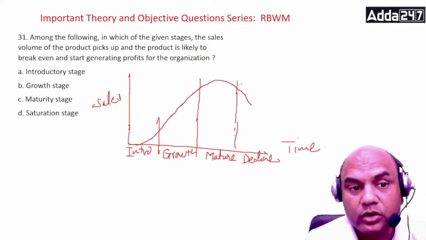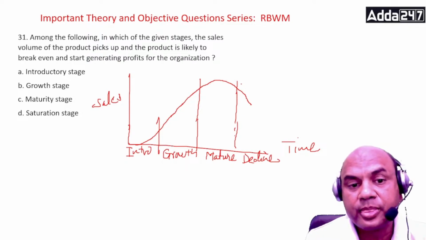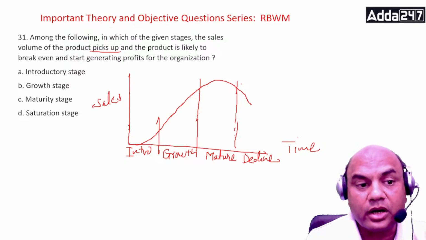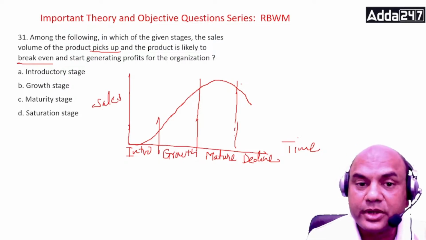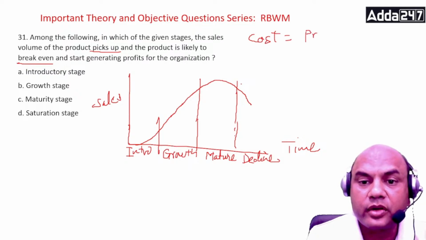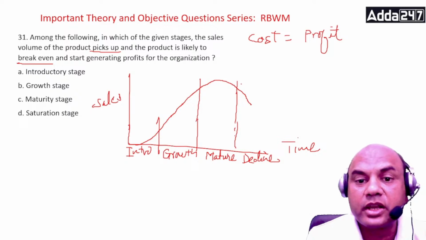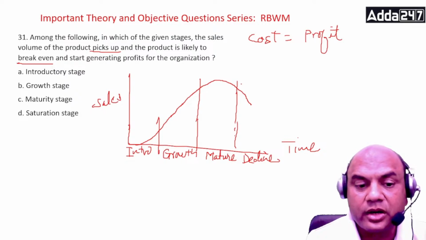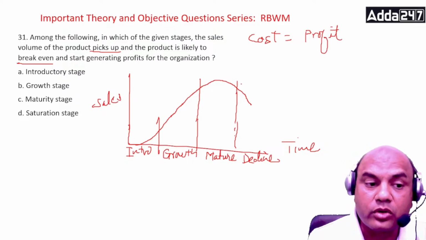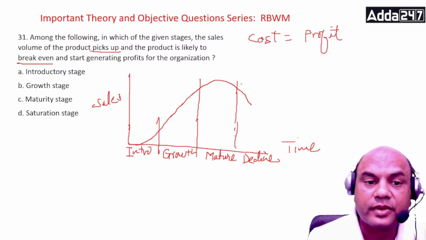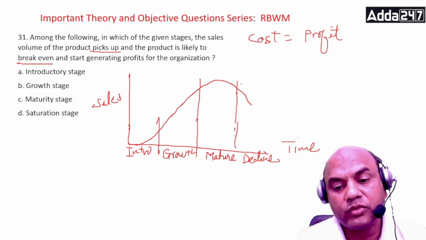Now what is the question? Look at it. Don't lose the focus on the question. The sales volume of the product picks up. Where does it pick up? And product is likely to break even. Break even means what? What do you mean by break even? No profit, no loss. Means whatever is my cost equals my revenue. I have recovered my cost. So that is known as break even. So in which phase do you think should it break even? Introduction or growth? Okay, I'll give you two options only. Introduction or growth. It will pick up in, what do you think? Which stage?